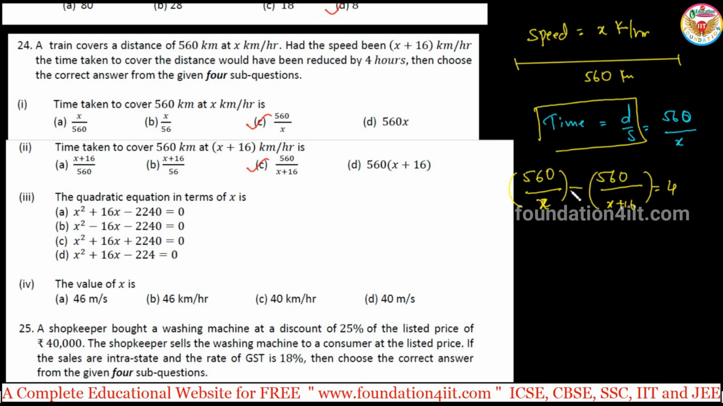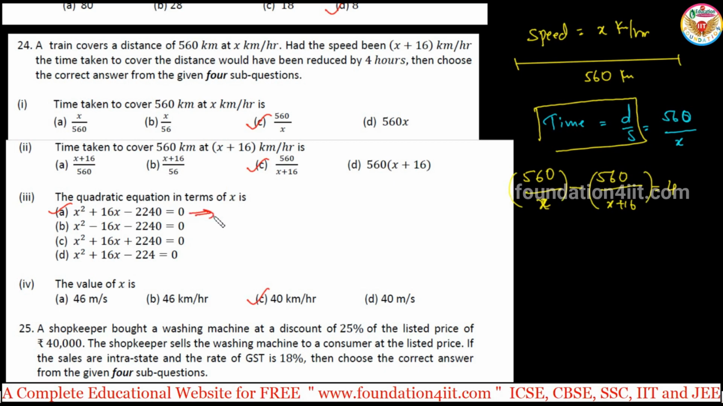Do the LCM and simplify, and you'll get the answer. So you're supposed to get the answer for this as A. Then after getting that, you can do the quadratic equation x square plus 16x minus 2240. You can do factorization of this. By factorization, you get the x value. So x will be 40 kilometers per hour.